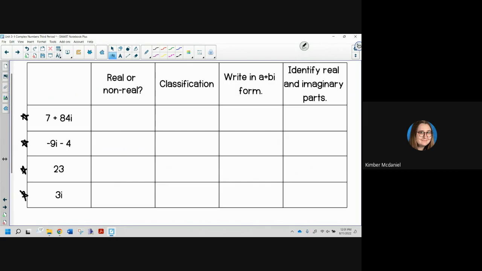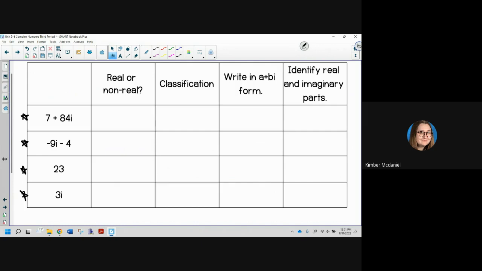But homework number 1 looks just like this, where you're going to be given some expressions, okay? And it's going to ask you to do a couple things. The first thing that it's going to ask you is to classify each number as real or non-real, okay? Second thing that it's going to ask for is the classification itself, and we will either list complex, real, or pure imaginary. The next thing we will do is write in A plus BI form. And then the very last thing that we will do is identify the real and the imaginary parts.